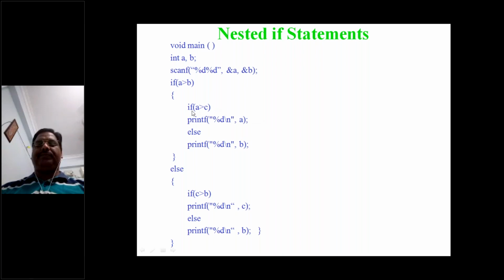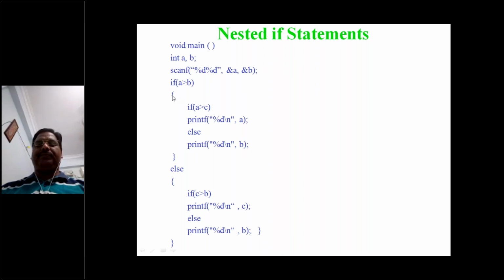Let us see now. If a is greater than b is true, then coming inside, we check a is greater than c. If this condition is also true, then we print that a is greater, since a is greater than b and a is greater than c also. Else, if not, print b is greater.